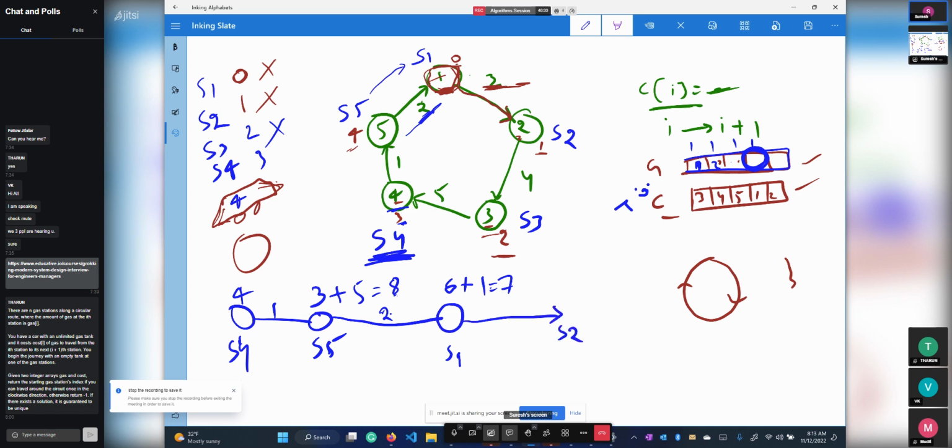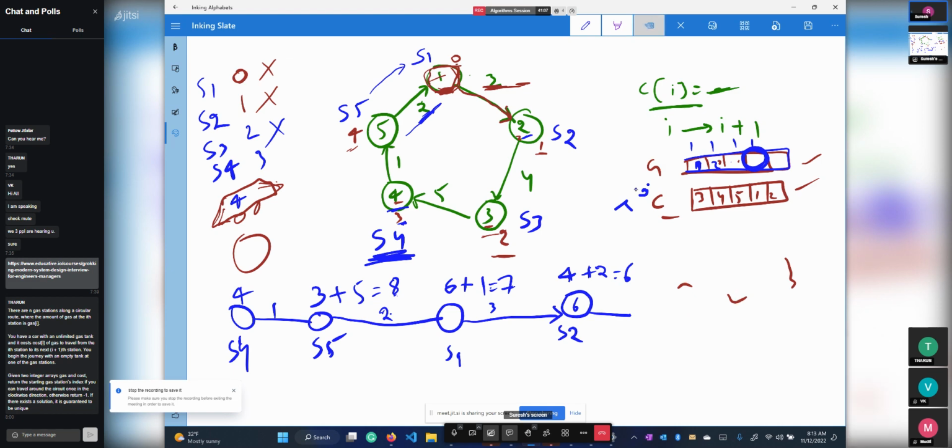Let's go to station number 2. How much does it consume? 7 minus 3. So by the time you reach S2, you will have 4 liters available, and take the entire gas available, which is 2 liters. So now you have 6 gallons in your car.